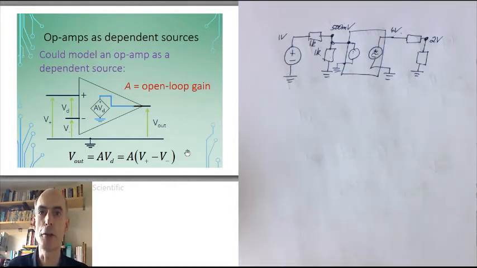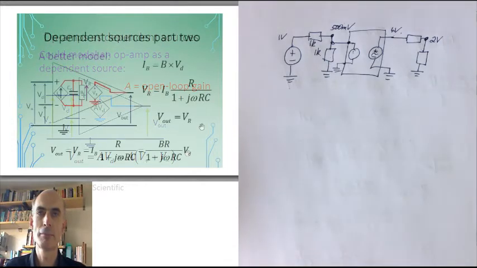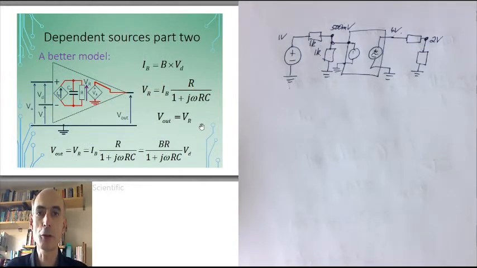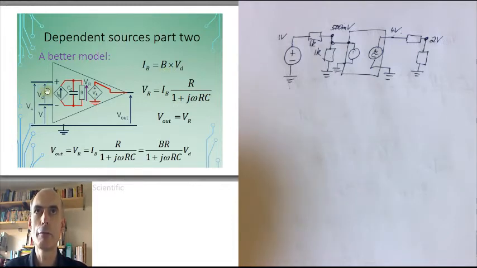A much better model of an op-amp, which reflects some of the components inside the op-amp, is this one. It's a bit more complicated. It has 2 dependent sources. The first dependent source here is a current source. And that current source, IB, has a value given by a constant B times VD, the difference between the voltage at the non-inverting input and the voltage at the inverting input. So IB we can write as B times VD.